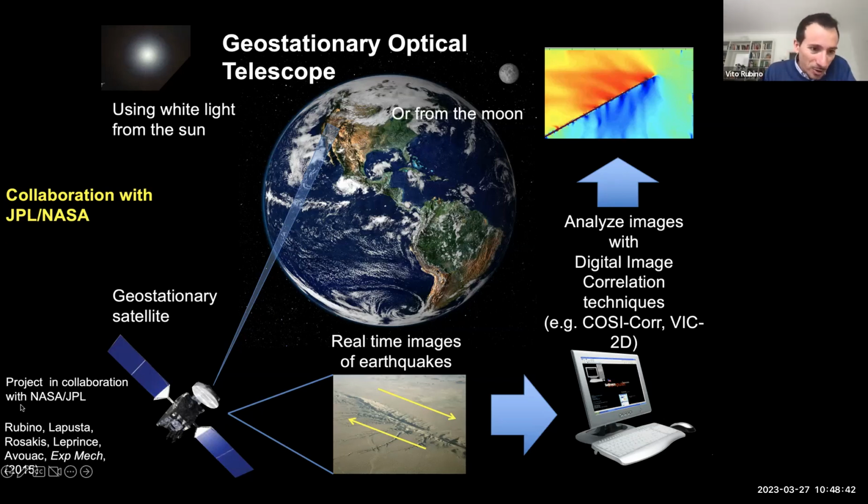This project was also in collaboration with NASA JPL, and so there was a counterpart looking at the actual optical specification of the geostationary satellite. And so this proved the feasibility of this idea. Now, whether NASA is going to do it or not depends on other priorities.